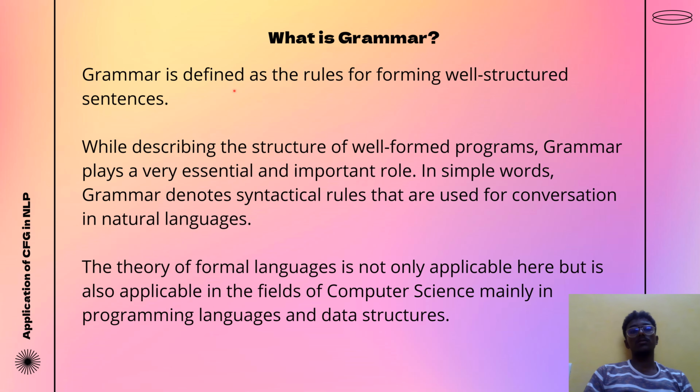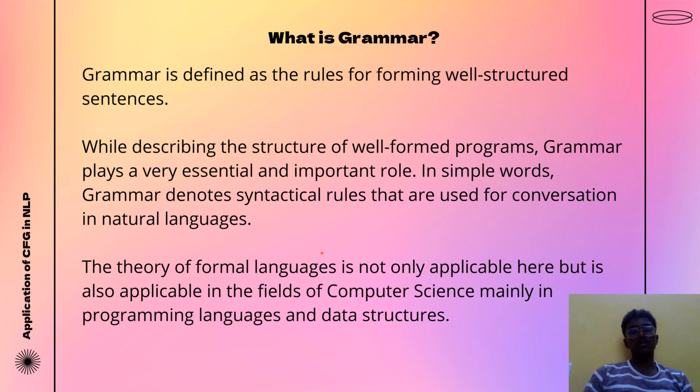what is grammar? So, grammar is defined as rules for forming well-structured sentences. So, basically, grammar is just a set of rules which we follow to get meaningful sentences. While describing the structure of well-formed programs, grammar plays a very essential and important role. In simple words, grammar denotes syntactical rules that are used for conversation in natural languages. Since it denotes syntactical rules, it will make sense that it's for understandable sentences.